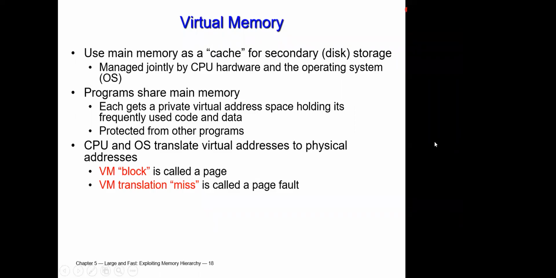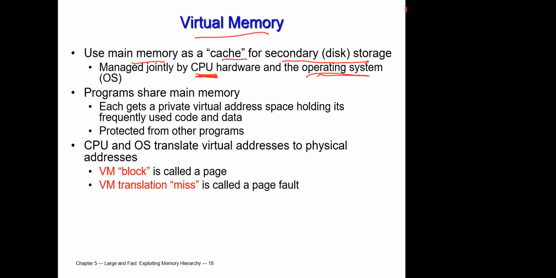So basically, we would like to highlight this at this point, the virtual memory. What exactly is virtual memory? Why do we need virtual memory? How can we handle the virtual addresses, and so on and so forth? So we can use the main memory as a cache for the secondary disk storage. And these things will be managed jointly by the CPU and the operating system.